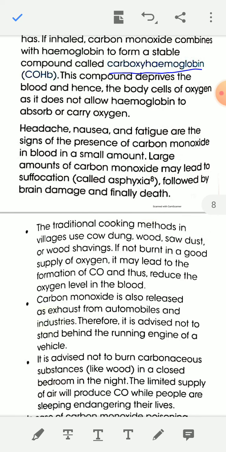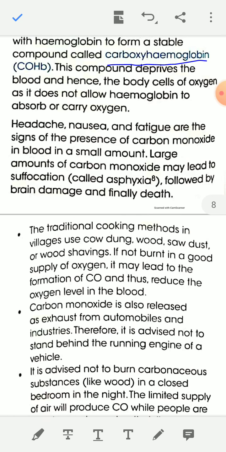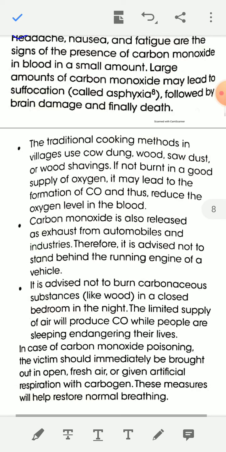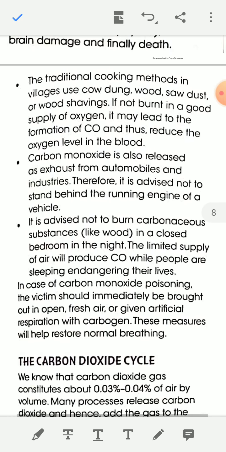Now see some bad effects of carbon monoxide: headache and nausea. These are important symptoms of the presence of a small amount of carbon monoxide in blood. A large amount of carbon monoxide may lead to suffocation called asphyxia, followed by brain damage and finally death. Carbon monoxide is also released as exhaust from automobiles and industries. Therefore, it is advised not to stand behind the running engine of a vehicle.